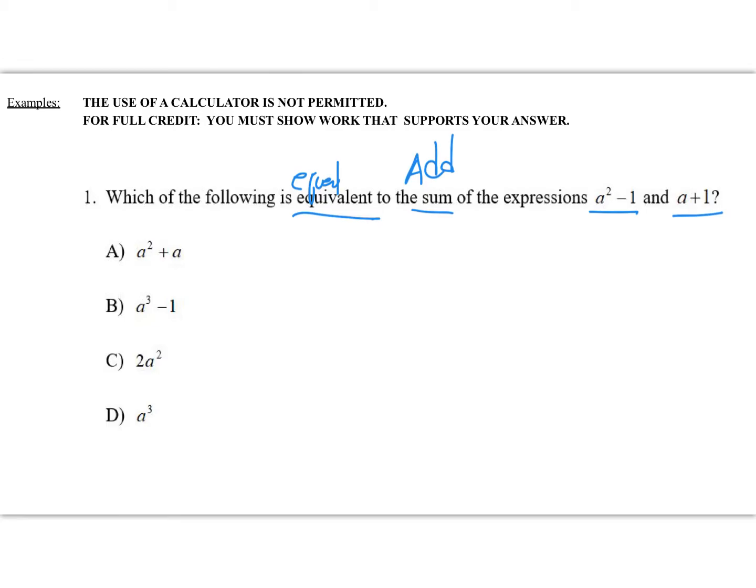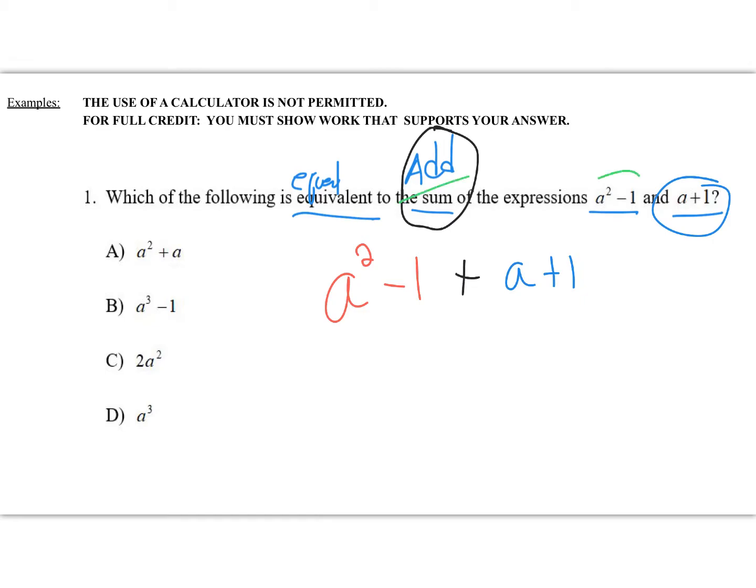Now, in English, what that really says is you're going to take a squared minus 1 and we're going to add to that, so plus, and then we're going to have the a plus 1. All right? So out of all that humongous sentence, all that really says is you should add these two pieces together. All right, so now let's combine this.